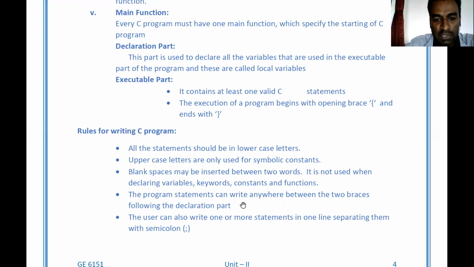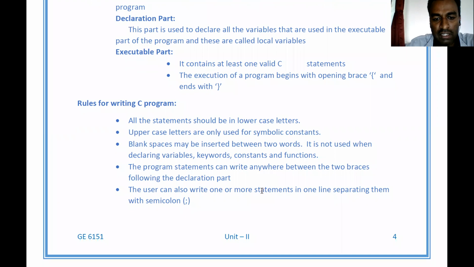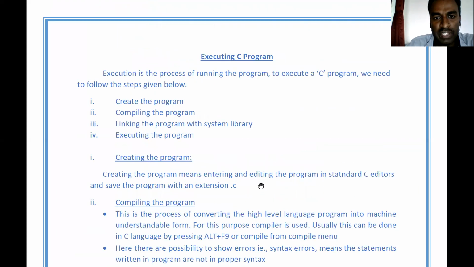Next one, program statements can be written anywhere between the two braces following the declaration part. The statements can be written anywhere within the open and close braces. The user can also write one or more statements in one line, separating them with a semicolon. So in our C program, statements are always terminated with a semicolon, because the compiler identifies that the line is completed. Likewise, using the semicolon. So these are the rules for writing a C program. How to execute a C program?